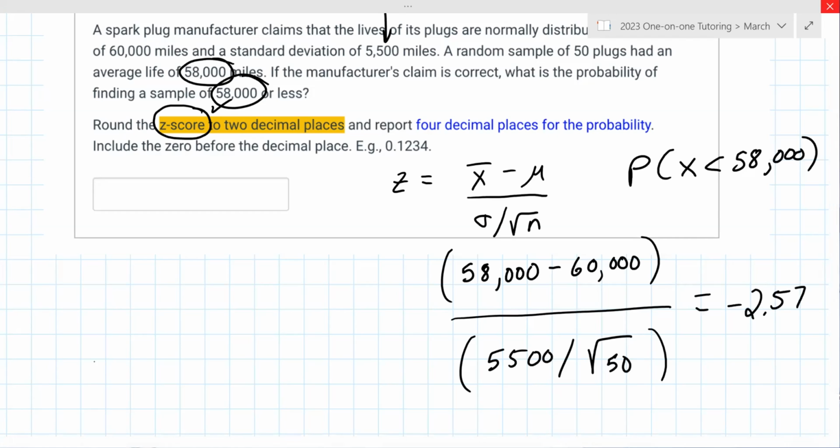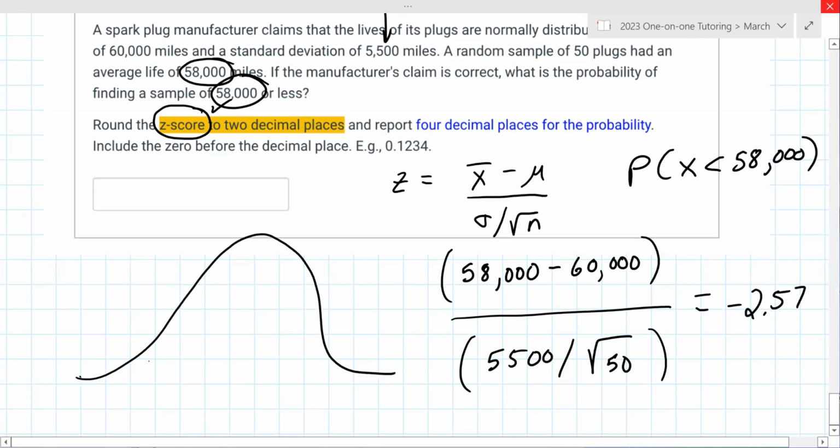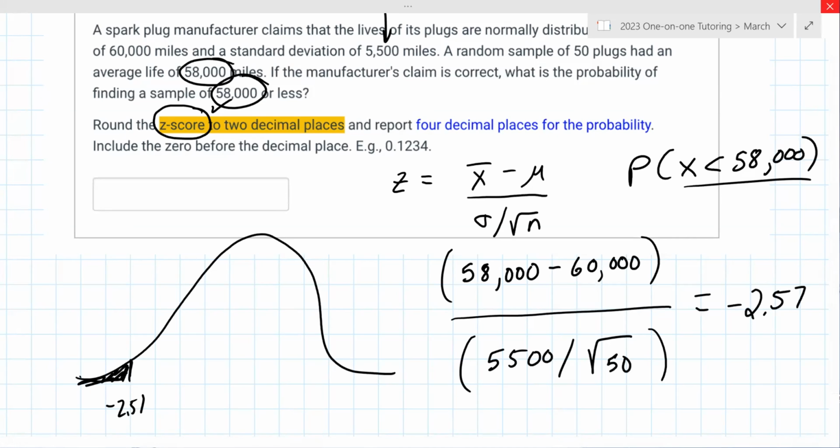Negative 2.57. Yes. So again, what that means is over here at minus 2.57, because we want less than, that's the left tail. Do you have a Z table you can send over real quick? Yes. Let me find it.